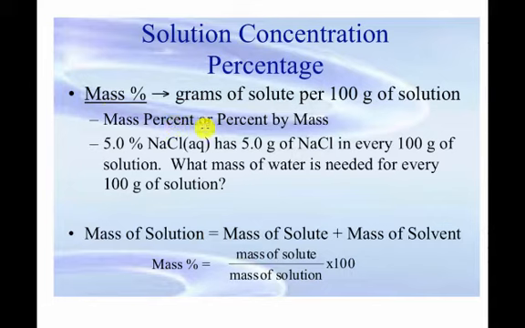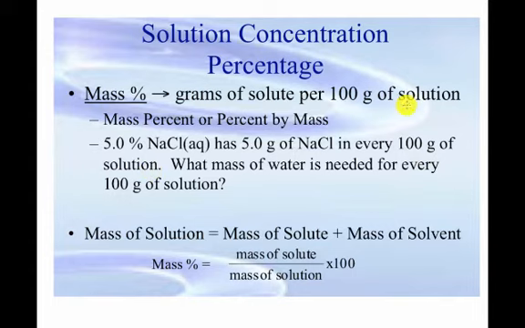The mass percent is based on the mass of the solute per 100 grams of solution. So we're going to deal with the percentage of how much mass. For example, if we have a 5% aqueous sodium chloride solution, meaning sodium chloride dissolved in water, we have 5 grams of sodium chloride in every 100 grams of solution.